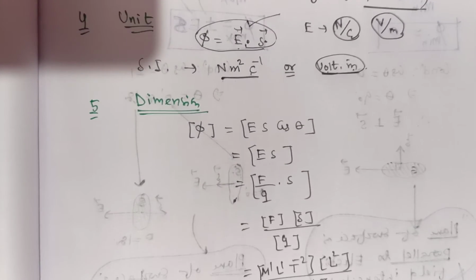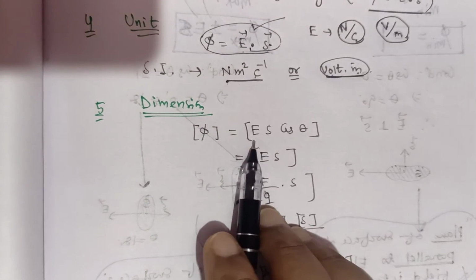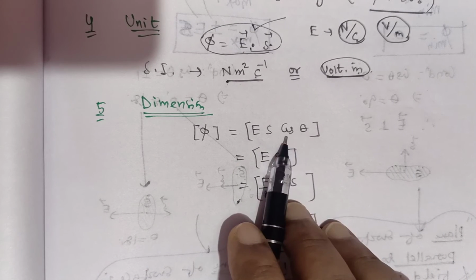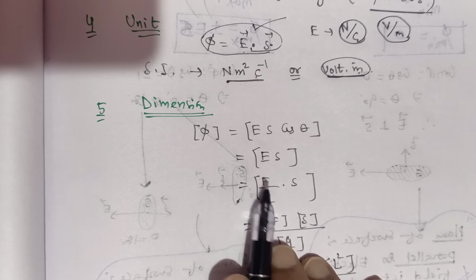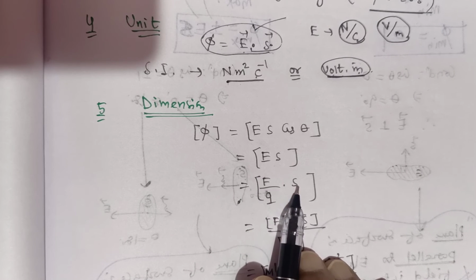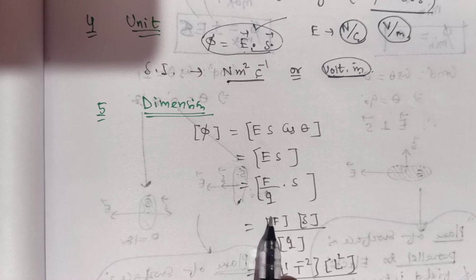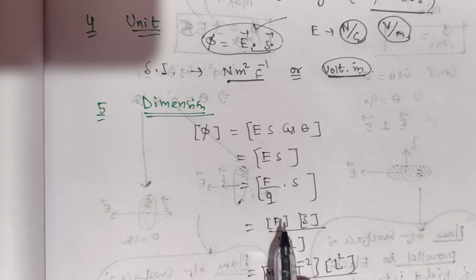Then we have to formulate the dimension of the flux. First you go through the formula ES cos theta. Cos theta has no dimension. Intensity formula in the previous class we have read that F by Q, and it is S surface, F dimension, S dimension and Q dimension. F is force.